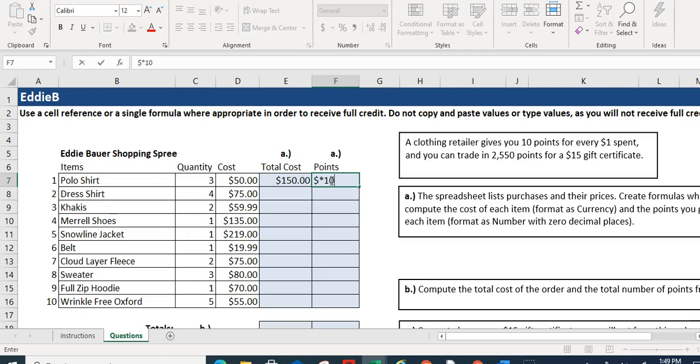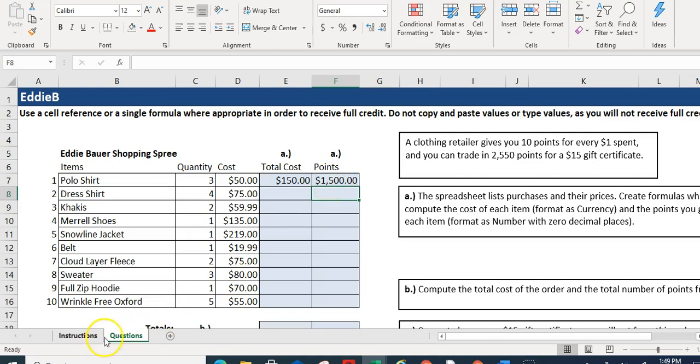So where's my dollar amount located for the polo shirts? The dollar amount is located in E7. So I don't want to say dollar here. I want to say E7. Then that's going to take the dollar amount that I got and multiply it by 10 to figure out how many points I get.